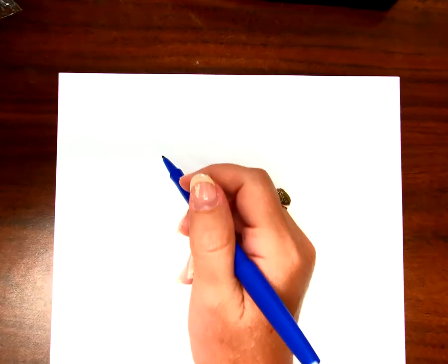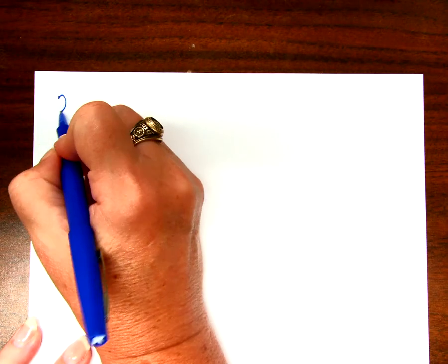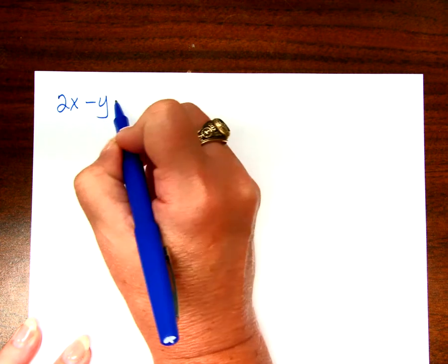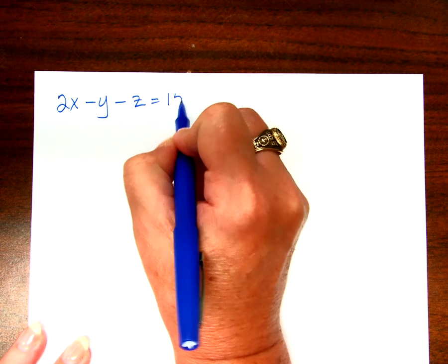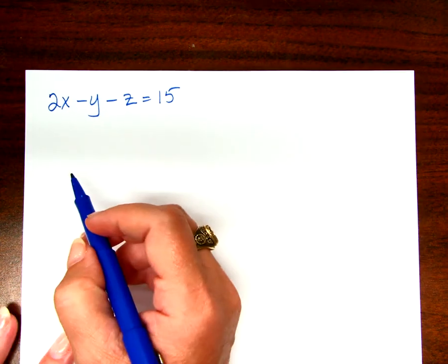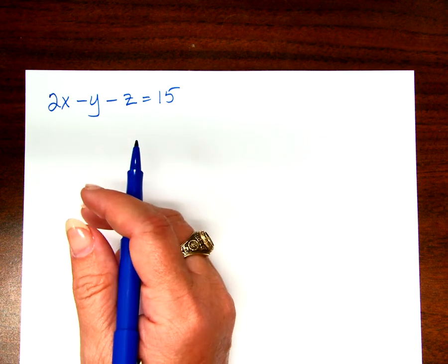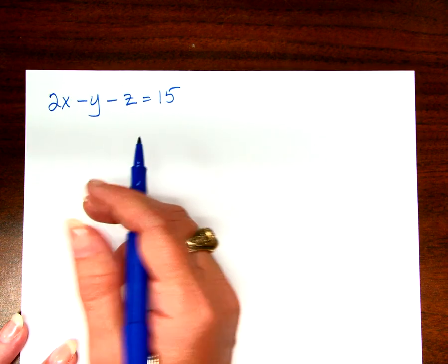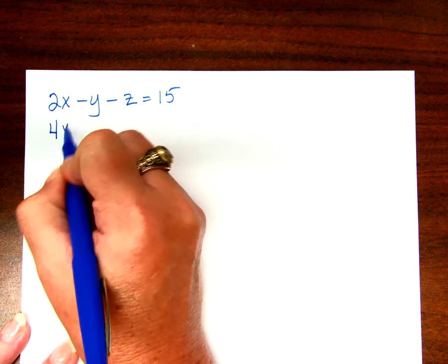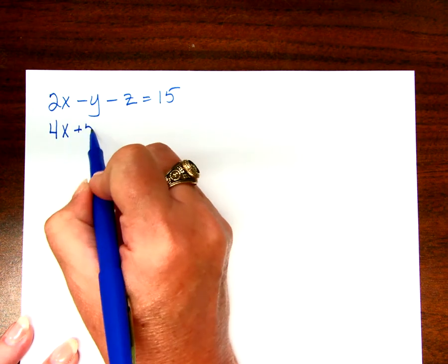Wrong way. 2x minus y minus z equals 15. Yes, this is exactly the same question we just did. Okay? Because we already know the answer. The answer is not the important part at this point. It's the process. Yes, I would like you to write it down, please.